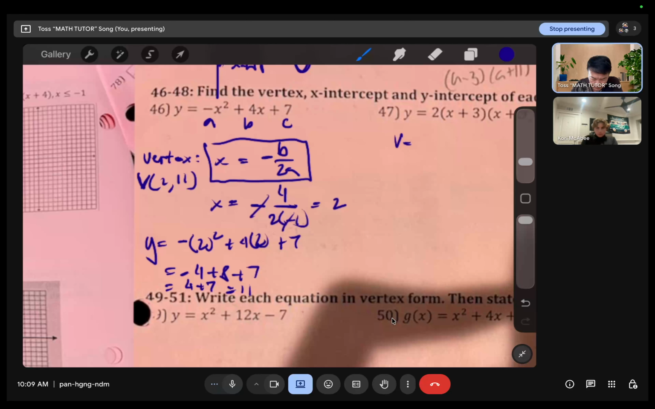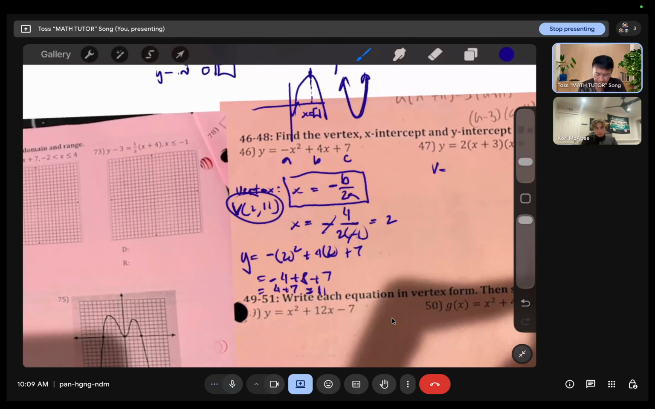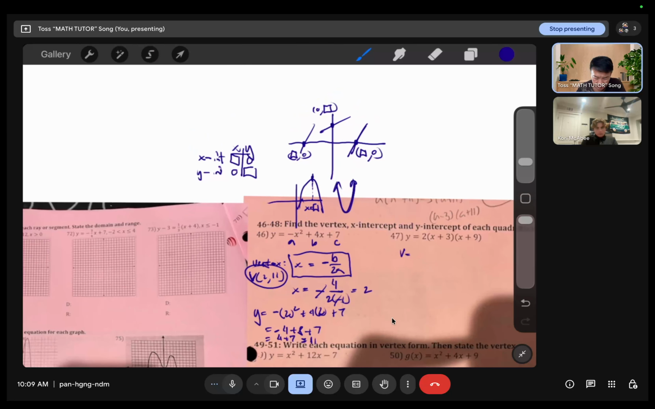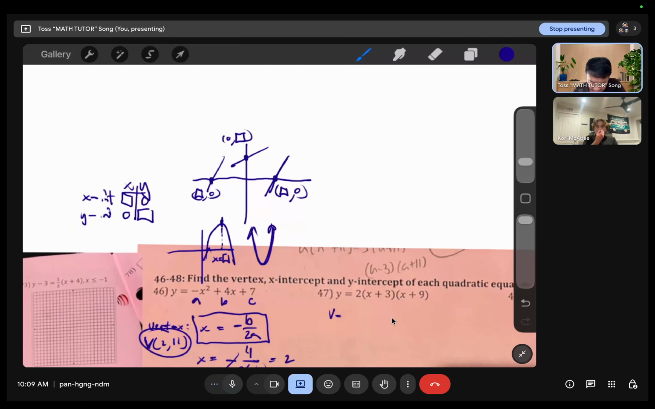4, 8, yeah. All right, looks good. So it looks like it's 2 comma 11. So here's your vertex. Okay, now x-intercept. I'll go up here, okay? X-intercept, based on the graph and the table, you can pick either.